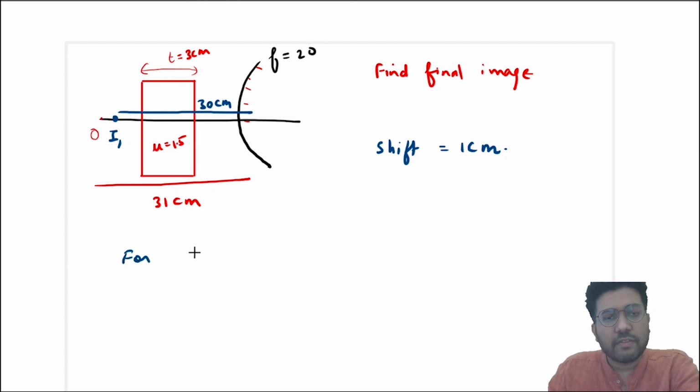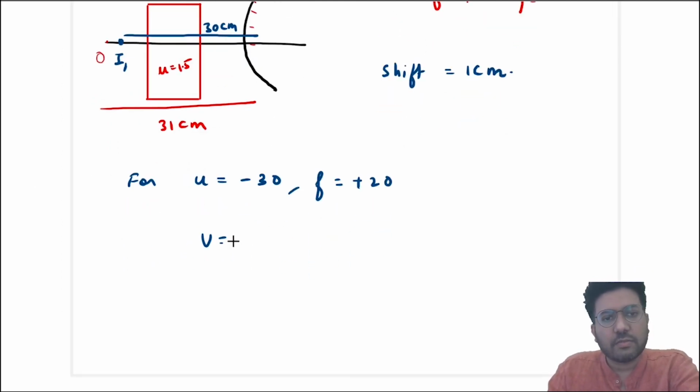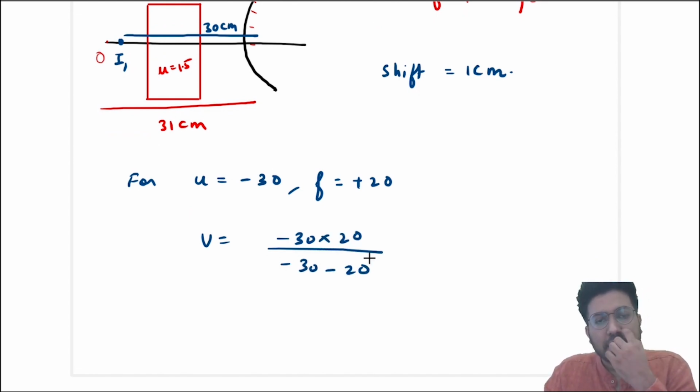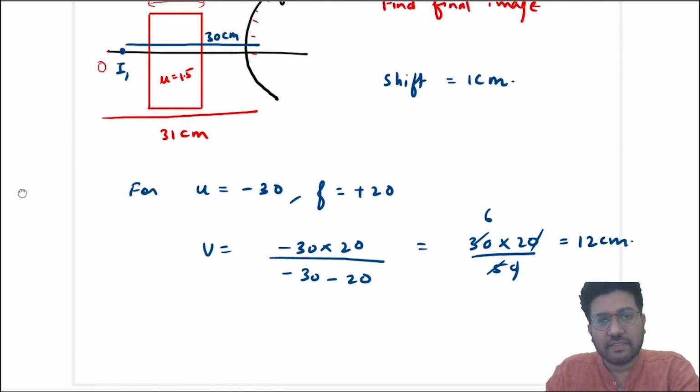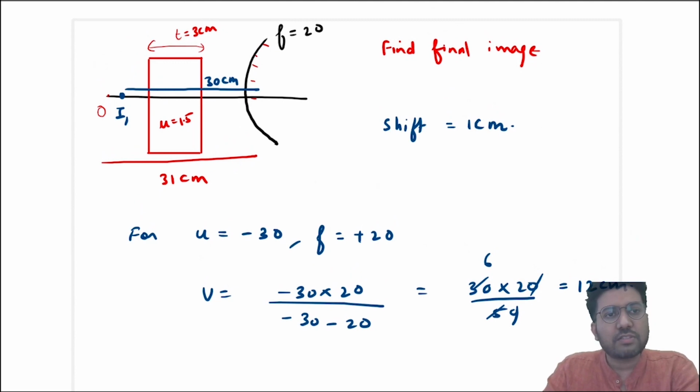So for convex mirror, what I will write, u is equal to minus 30, but this time f is plus 20. So when I solve this, I will get v is equal to minus 30 into 20 divided by minus 30 minus 20. So that will be equal to 30 into 20 divided by 50. Okay, so from this you will get v is equal to 12 centimeter, plus 12. Remember, plus 12. So the image formed is plus 12. That means the image is here. So this is the image I2, which is at a distance of plus 12 centimeter, right?